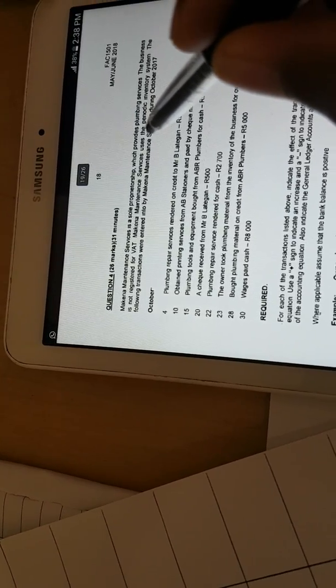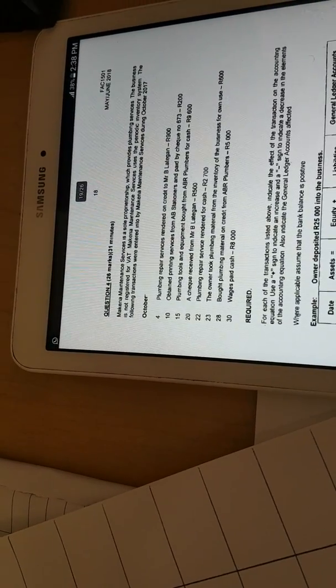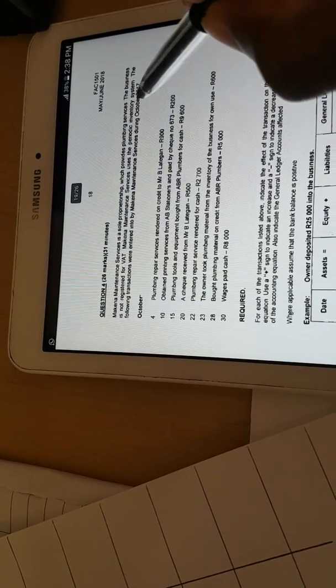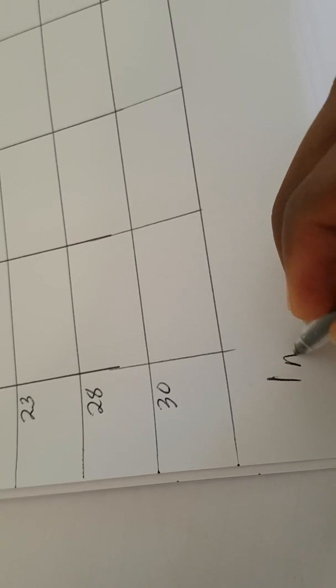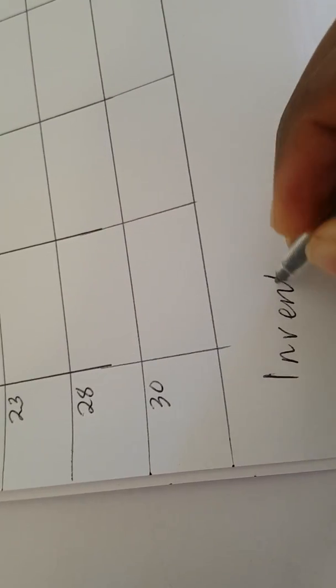And the other thing which you need to check here, they said periodic inventory system is in control. So we have two inventory systems. We have a periodic and a perpetual. So now, if we are using a periodic inventory system, it means we don't have inventory in our transaction. Make sure that you don't include inventory. We don't have inventory. So instead, we substitute inventory by purchases.